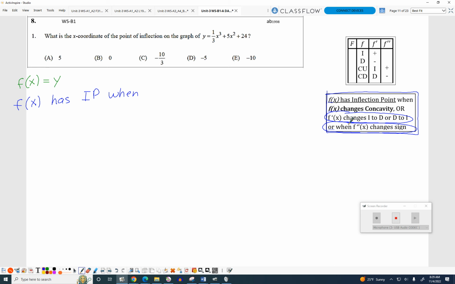Yeah, we've been talking today all about sign charts. The idea is that if you don't have a graph, a sign chart is your next best option. If you have a graph, you would be crazy to use a sign chart. Like if you have a calculator, don't ever do a sign chart. Just graph the picture and look at it. So 2 for Natalie. So f has an inflection point when f double prime changes sign.